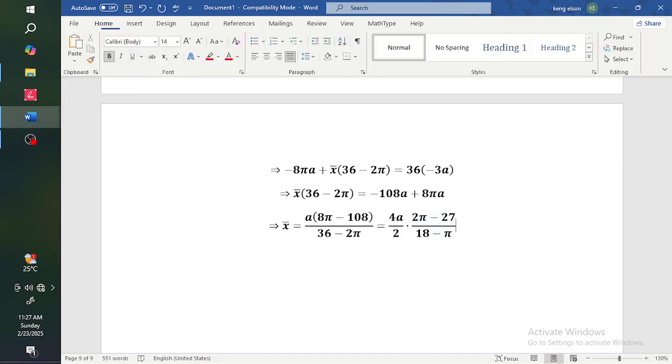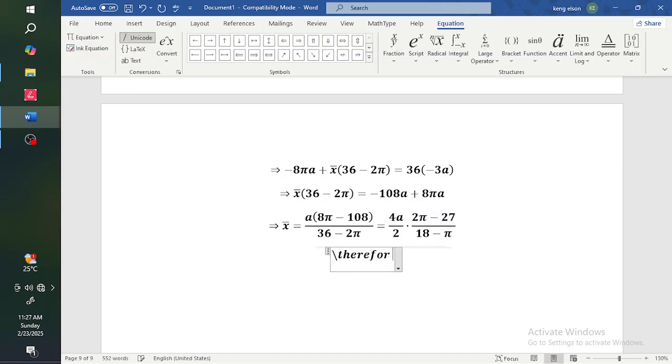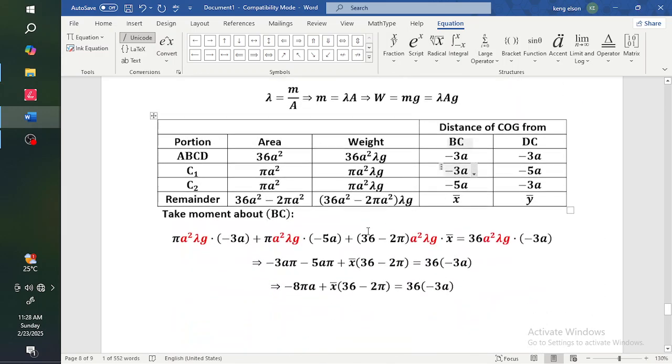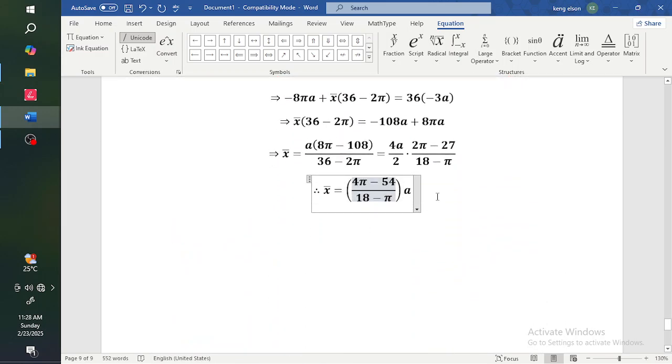So at the end of the day, x bar is equal to, now the denominator is 18 minus pi. Numerator, we see that 4 over 2 is 2, so I'm just going to put 2 outside. In fact, let me just multiply all through by the 2. 2 times 2 pi is 4 pi, then minus 2 times 27 is 54. Then we multiply the answer by a. If you punch it in, you realize that this result is negative. It is negative because it is to the left of the axis, so clearly it has to be negative. So my x bar is actually negative, which is perfectly okay.